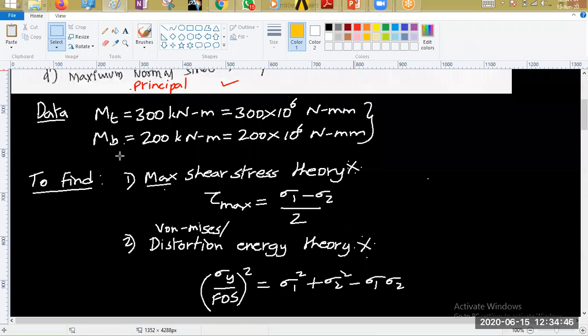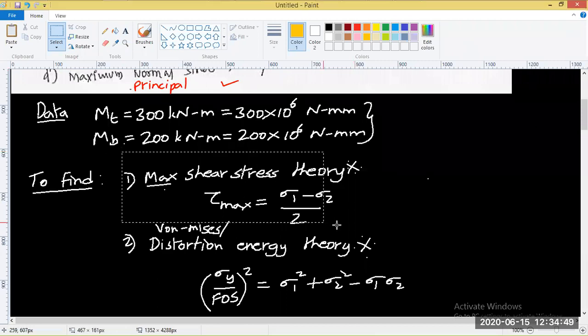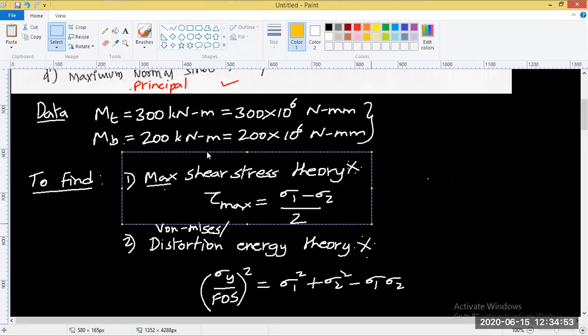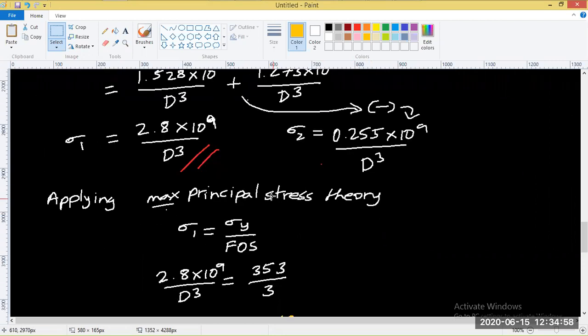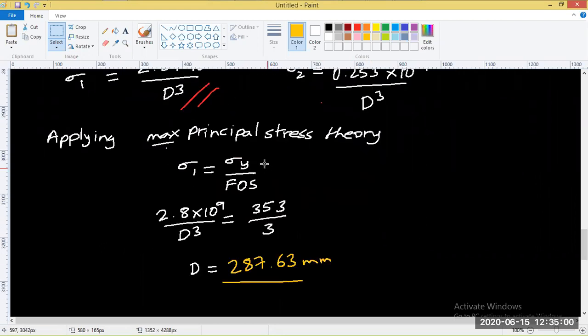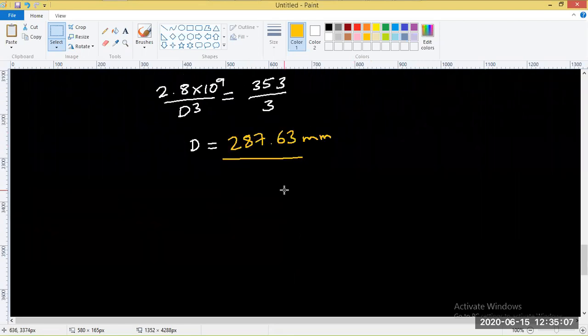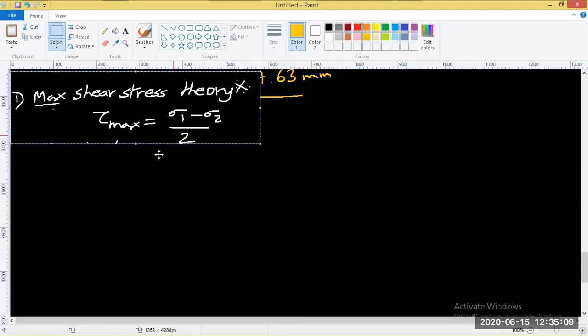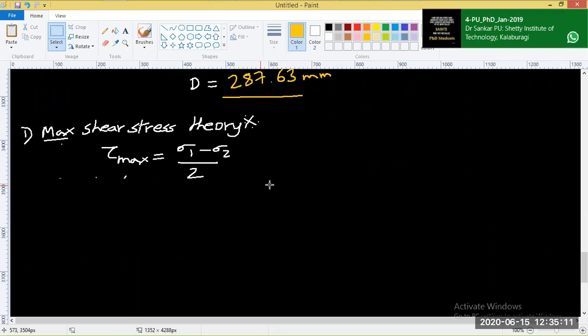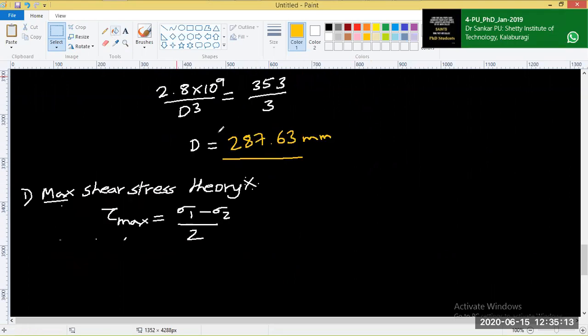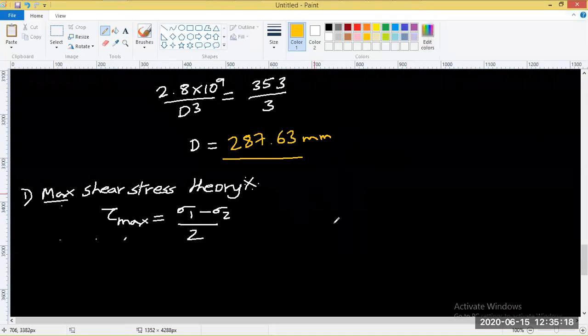Okay, so let's find out this maximum shear stress theory. Maximum shear stress theory is given by tau max, this equation here, sigma 1 minus sigma 2 by 2. Now we have found using the maximum principal stress theory, that was done just because we needed sigma 1 and sigma 2. So now we have these two values. Let's find out.